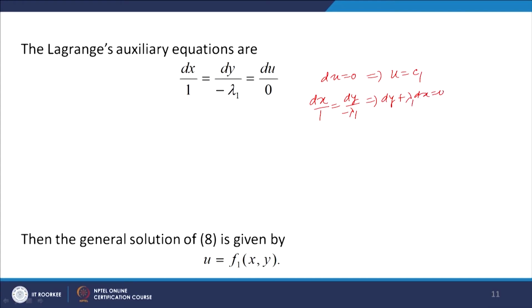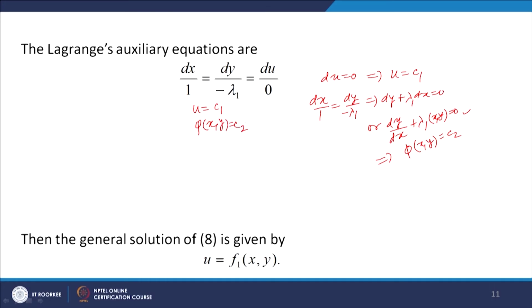dy plus lambda 1 dx equal to 0. Okay, we can say dy by dx plus lambda 1 xy equal to 0. Lambda 1 is a function of x and y. So, this will give us a solution of the form phi xy equal to C2. Now u is equal to C1 is one solution of this. So, there are two solutions, u equal to C1, phi xy equal to C2.